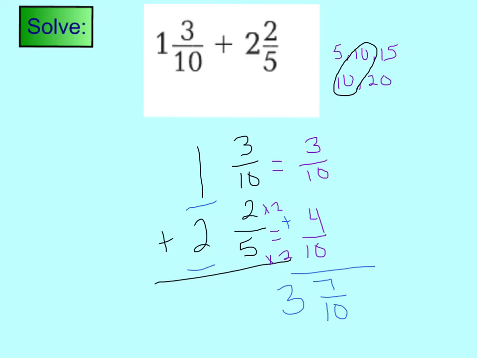I cannot simplify this answer because the only factor that the 7 and the 10 have in common is 1. So when it's 1, it's done. So my final answer is 3 and 7/10.